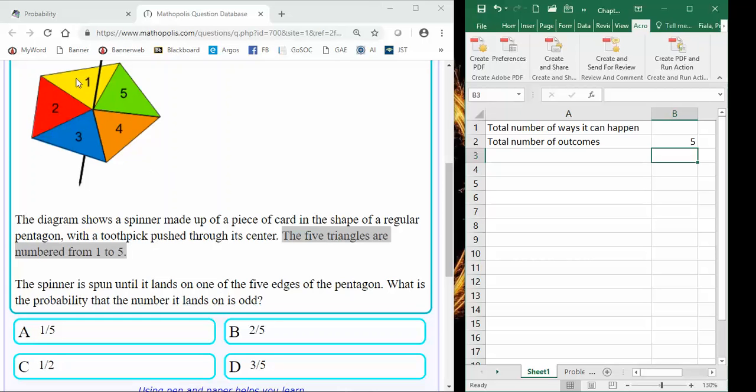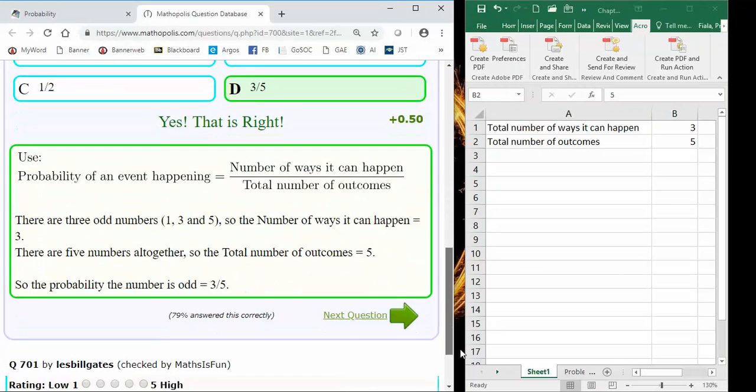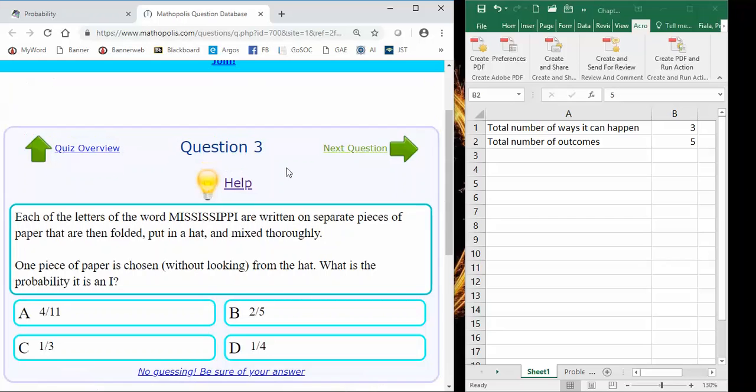So how many odd numbers do we have? One, two, we have 3 odd numbers. So my answer would be 3/5. They do have an option right here, and we are correct. Number of ways it can happen: there are 3 odd numbers, 5 total outcomes. Probability is 3/5. Okay, next.